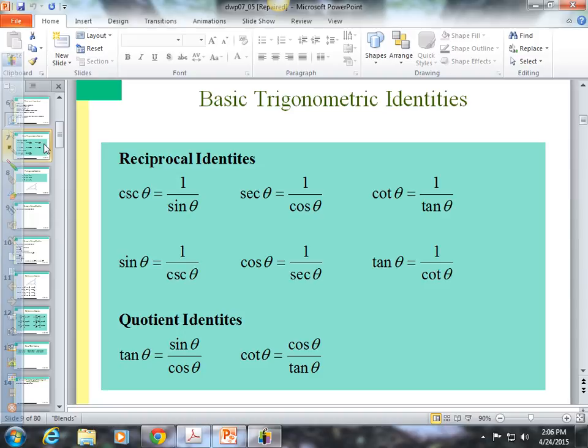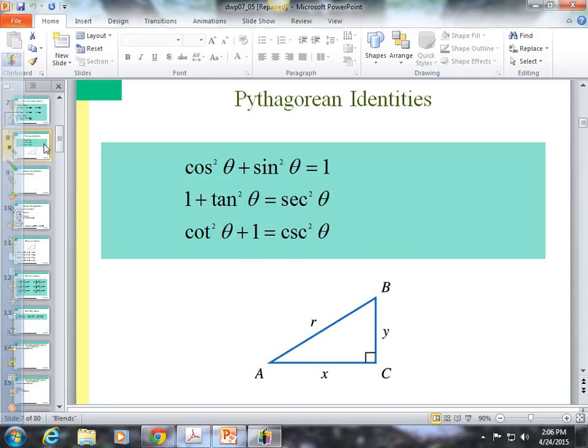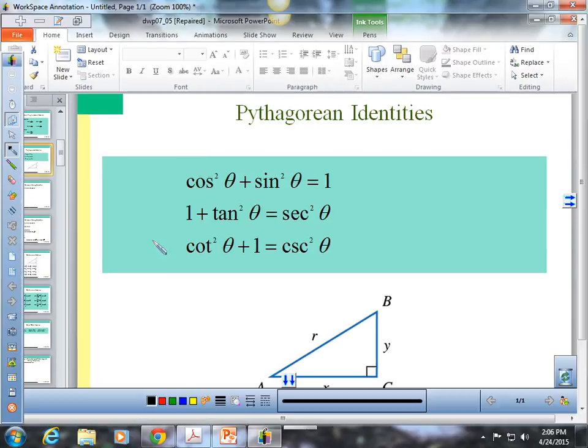Is everybody comfortable with the reciprocal identities? The quotient identities: tangent is equal to sine over cosine, cotangent is equal to cosine over sine. So we've got our basic identities, the Pythagorean identities, and again, these are the 3 that I would encourage you to memorize. I know all 3 of these ones. I don't know all 9, but I know the 3 basics.